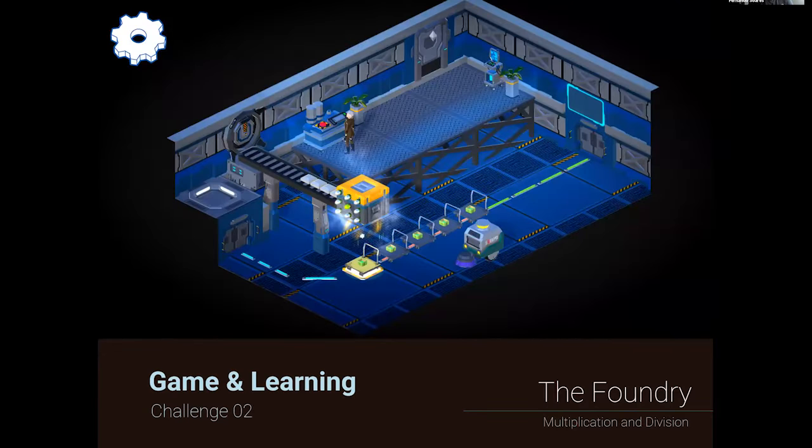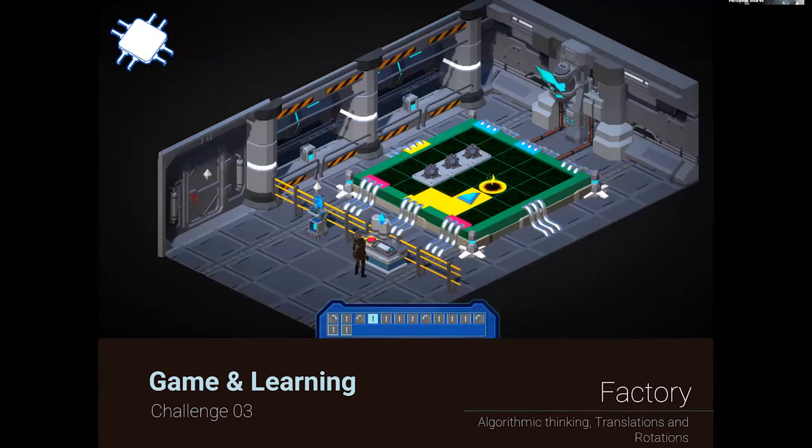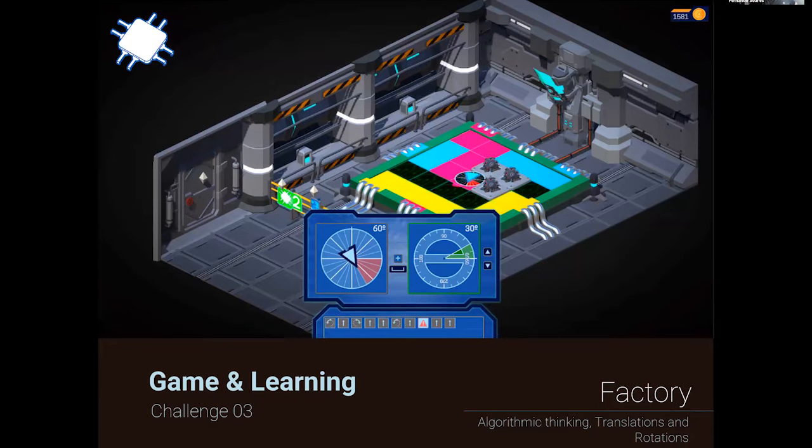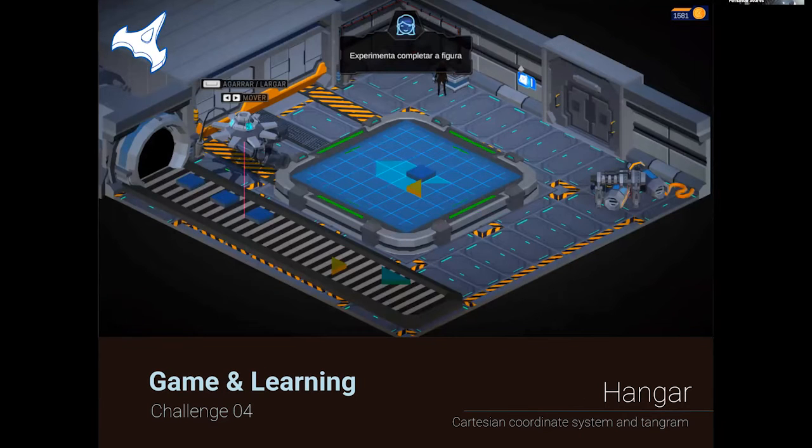Our second challenge is multiplication and division, and the inverse process of multiplication and division. Our third challenge is algorithmic thinking and translations and rotations. And our fourth challenge is about the Cartesian coordinate system, tangram, and about doing points on a coordinate and tracing segments.